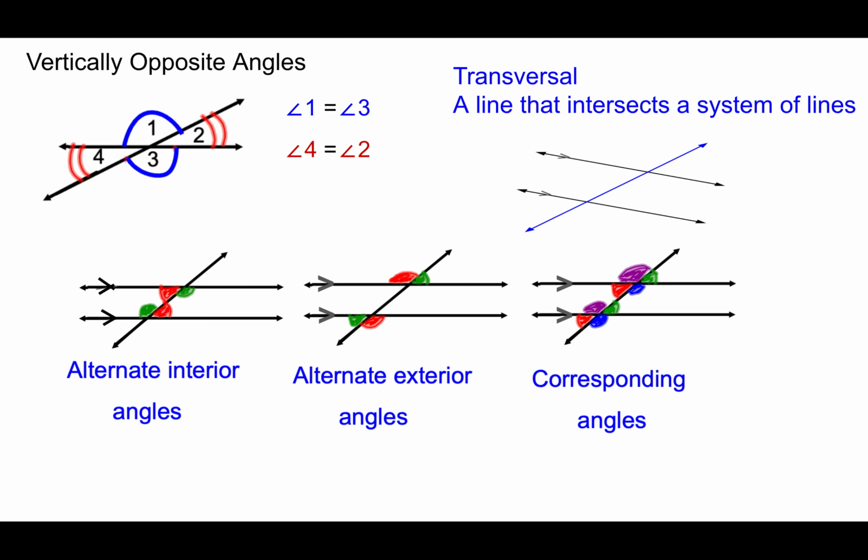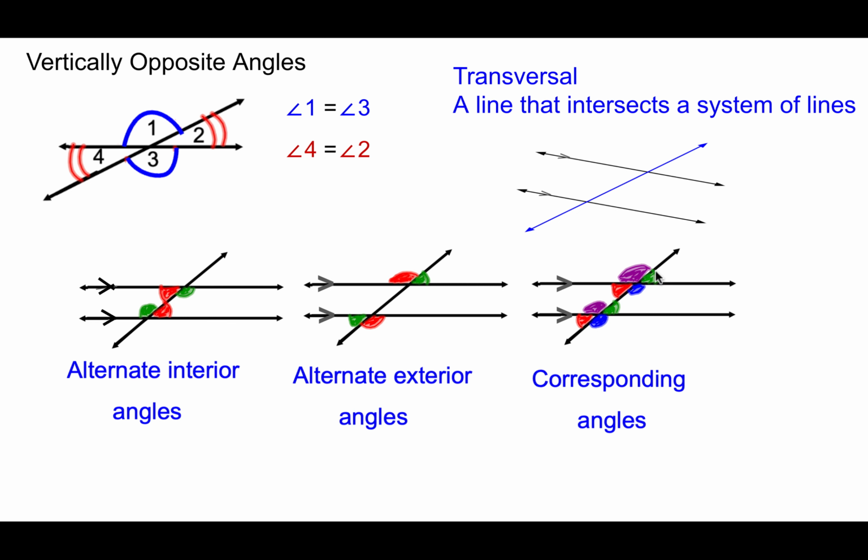And then the last one are the corresponding angles. And there we have 4 sets, so I use 4 different colors. And they are ones that are on the same side of the transversal. So if you look at this transversal and you look at the purple angle, let's say that's 150 degrees, that means this one's also 150 degrees. It's on top of the first parallel line and on top of the second parallel line. The red one's on the bottom of the top parallel line and the bottom of the bottom parallel line. And again, those two would be equal.